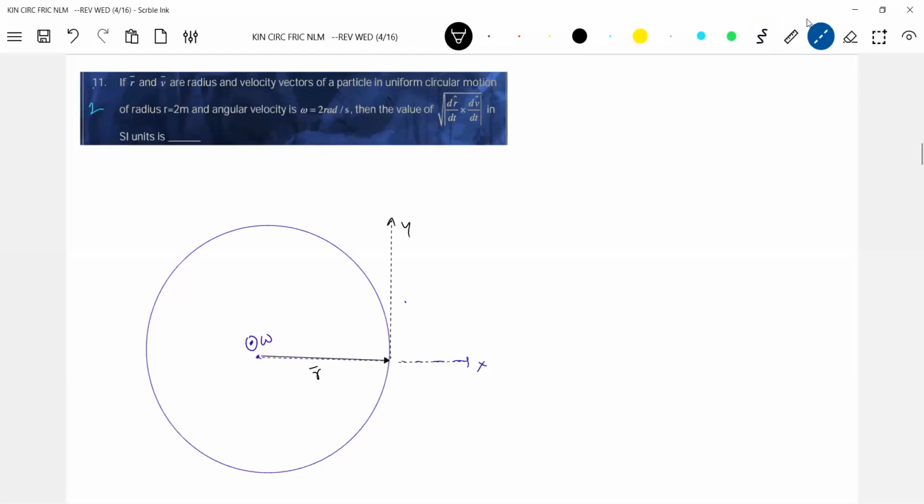Okay, let's take an arrow and go for the velocity vector. There's a velocity vector. As it moves, what happens? Even though its magnitude will be constant, the direction is going to change. So now let's get all the relationships between the quantities.